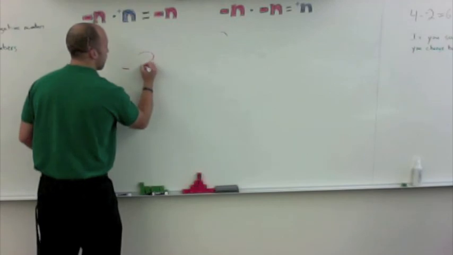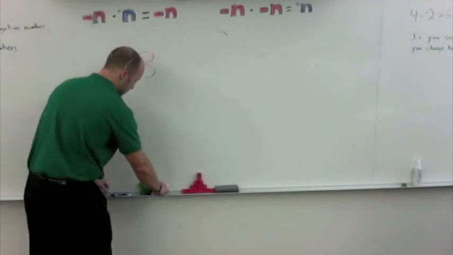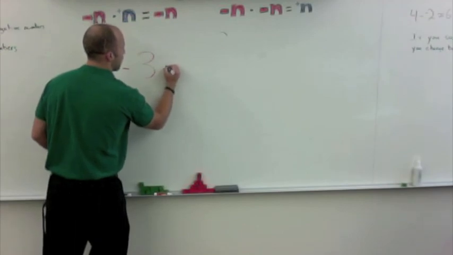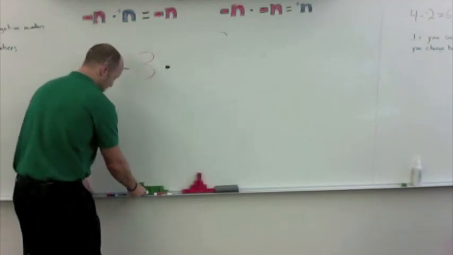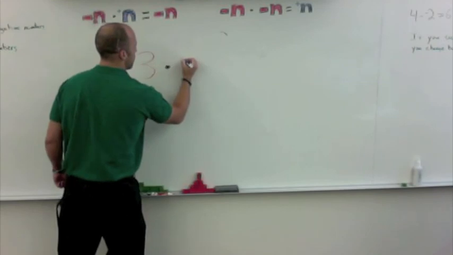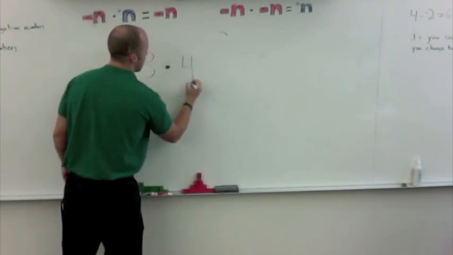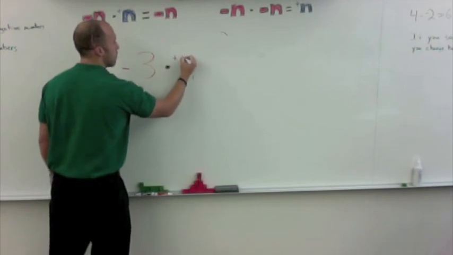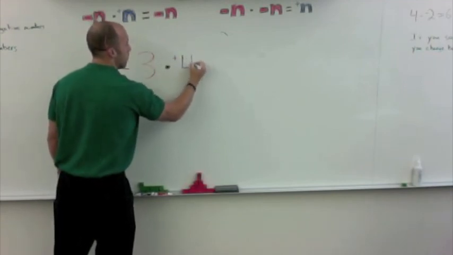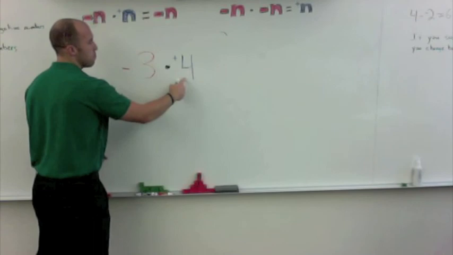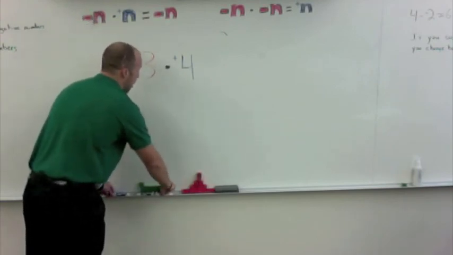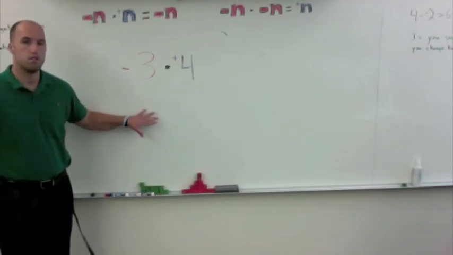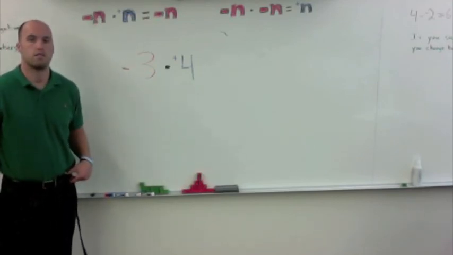Negative 3 times positive 4. And just so we remember that this is a positive number, I'm going to put a plus symbol right by it. Okay? Negative 3 times positive 4. Now, go ahead and try to give it a shot real quick, what you think this answer is going to be. I'll give you 5 seconds.